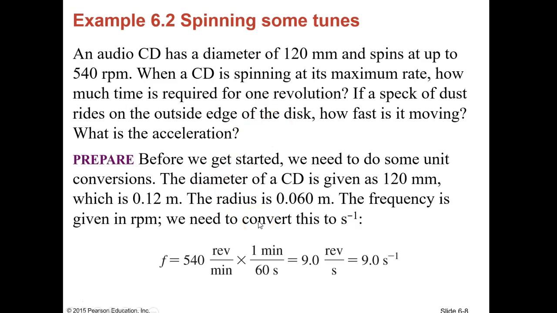All right, so you have to convert 120 millimeters, which is 0.12 meters. Since the diameter is 120 millimeters, the radius is half of that, 60 millimeters, or 0.06 meters. The frequency is given in rotations per minute, and we need to convert that to seconds. Right now it's at 540 revolutions per minute. We know that in 1 minute there are 60 seconds. So we take 540 divided by 60, which gives you 9 revolutions per second, or 9 hertz, as your frequency.